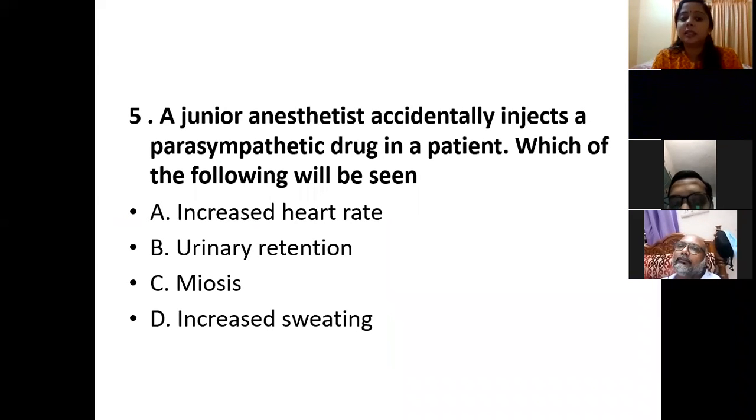So now attempting this question. A junior anesthetist accidentally injects a parasympathetic drug in a patient. Which of the following will be seen? Increased heart rate, urinary retention, meiosis, increased sweating. Meiosis. You should also know that the opposite of this is the action of sympathetic. That's how we go. So it was a brief discussion of a few questions.